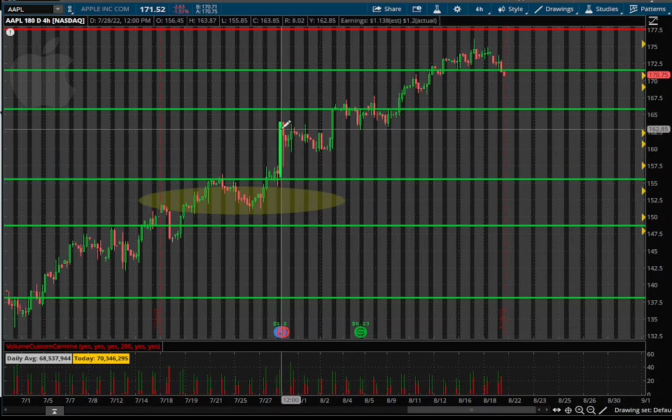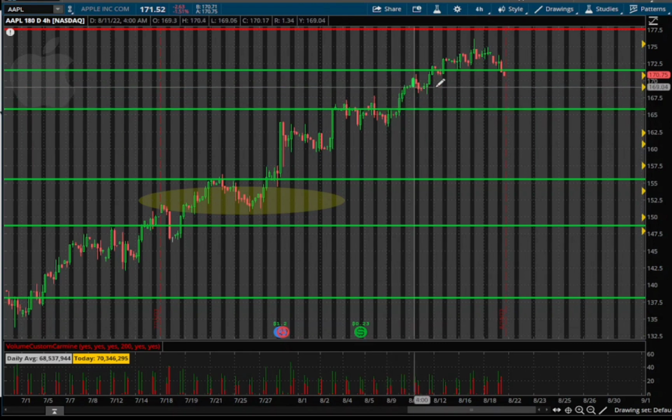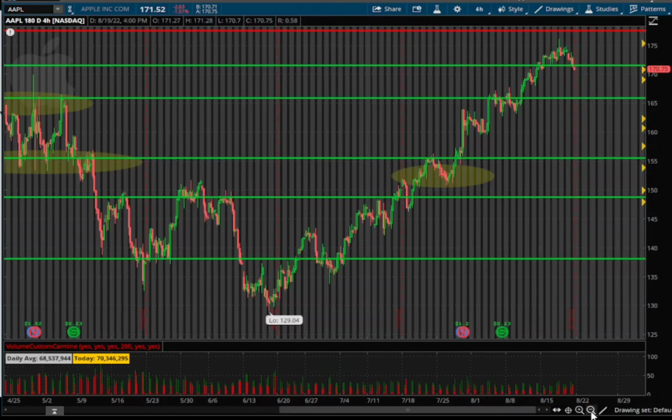So if you would have held this stock for 1, 2, 3, 4, 5 days, 6, 7, a week, or whatever, 2 weeks, 3 weeks, come on, man. Look at that run. See how it moved? But you got to understand supply and demand, support, resistance.